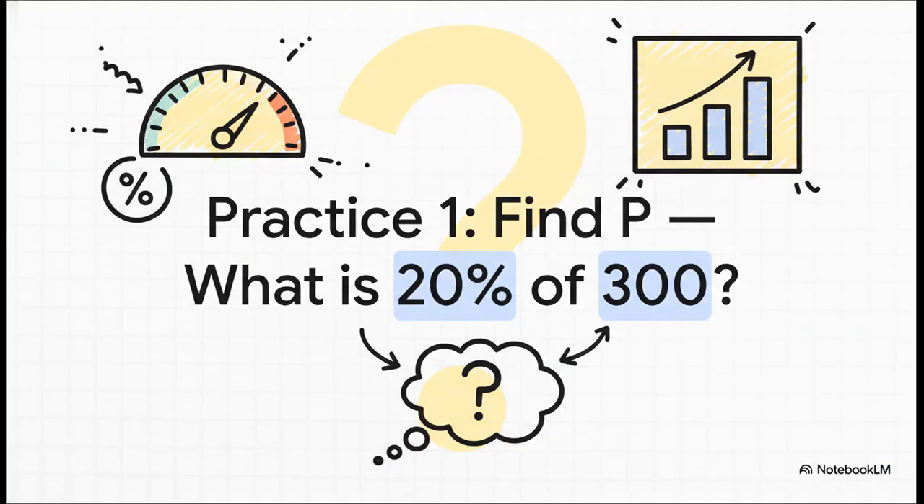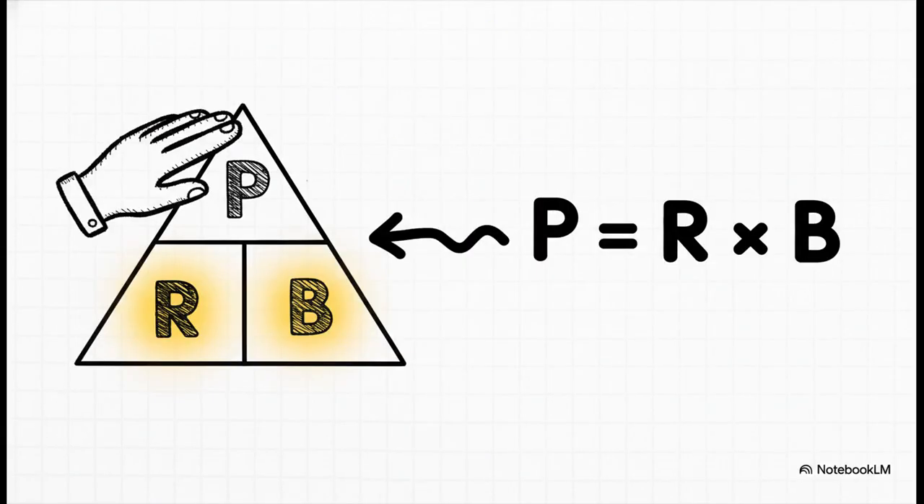Okay, first one. What is 20% of 300? Let's break it down. We see that percent sign, so 20% is our rate. We see the word of, so 300 must be our base. So what are we looking for? We're looking for P, the percentage. So we look at our triangle, we cover up that P right on top, and what's left? R right next to B. That means we multiply. Our formula is P equals R times B.